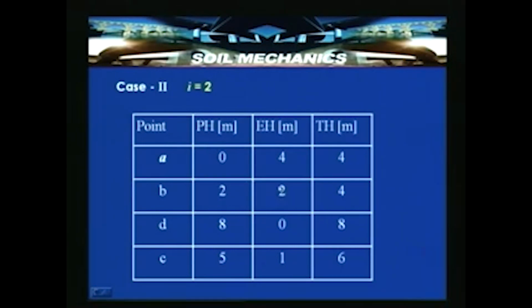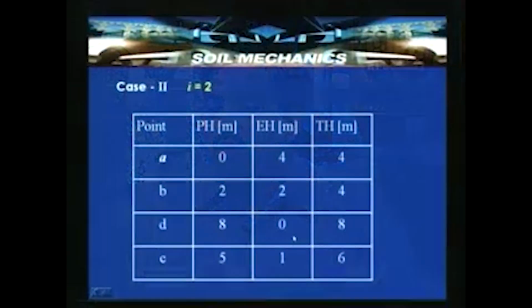And B, pressure head is 2 meters, elevation head is 2 meters. So, total head is equal to pressure head plus elevation head, which is equal to 4 meters. But when you come to D, there is a head of 4 meters, plus 4 plus 2 plus 2, so around 8 meters pressure head. Elevation head is 0 because it is at the datum, so the total head is equal to 8 meters. If you compare D to B, a 4 meter head loss has occurred. So, 4 meter head loss is occurring over 2 meters, that means that the hydraulic gradient is equal to 2.